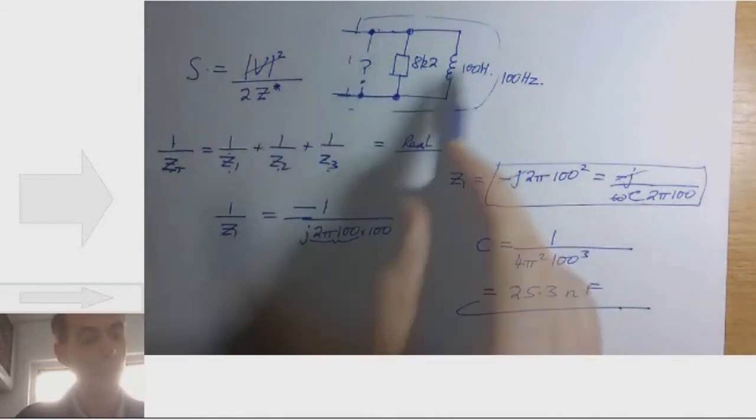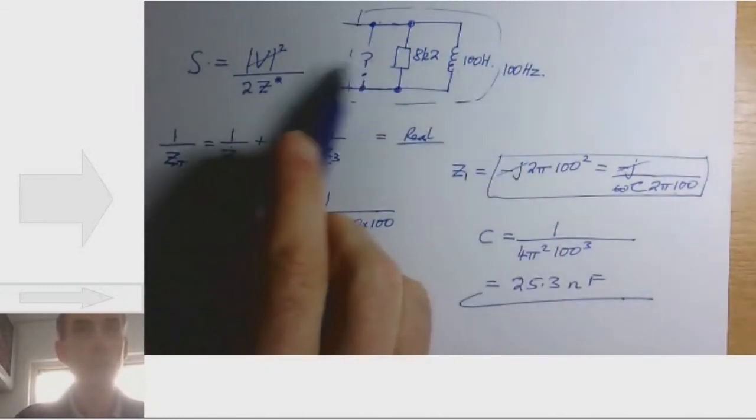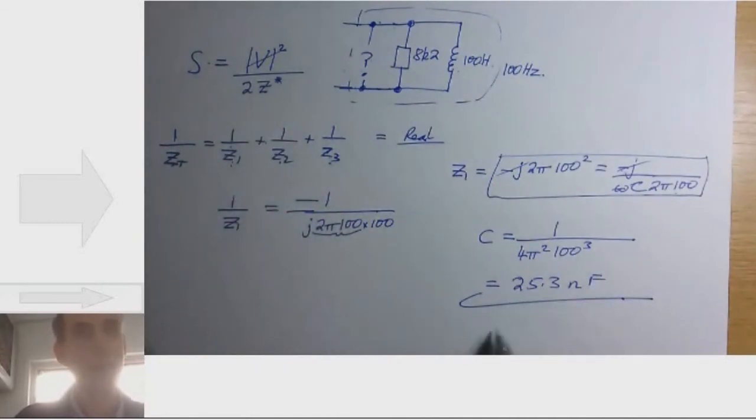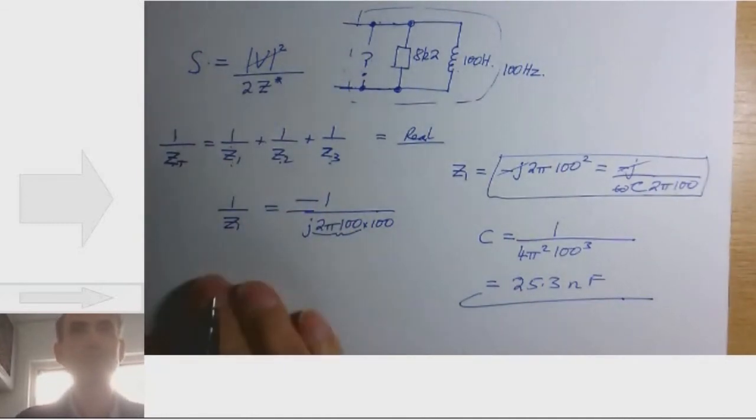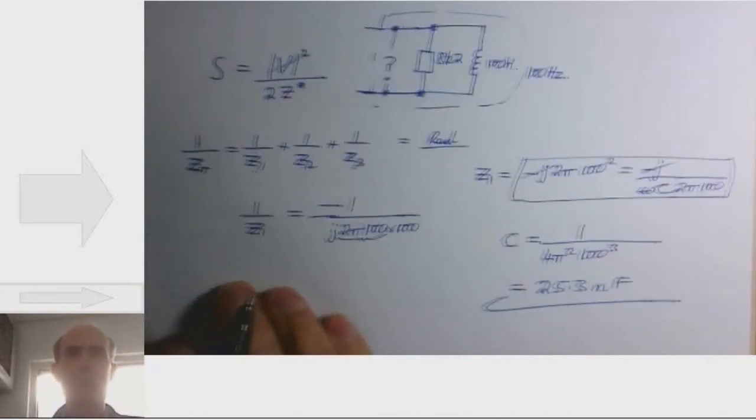So, to get rid of all reactive power means making the load totally real. To make the load totally real, the component we need there is a 25.3 nanofarad capacitor. Right, one more question to do.